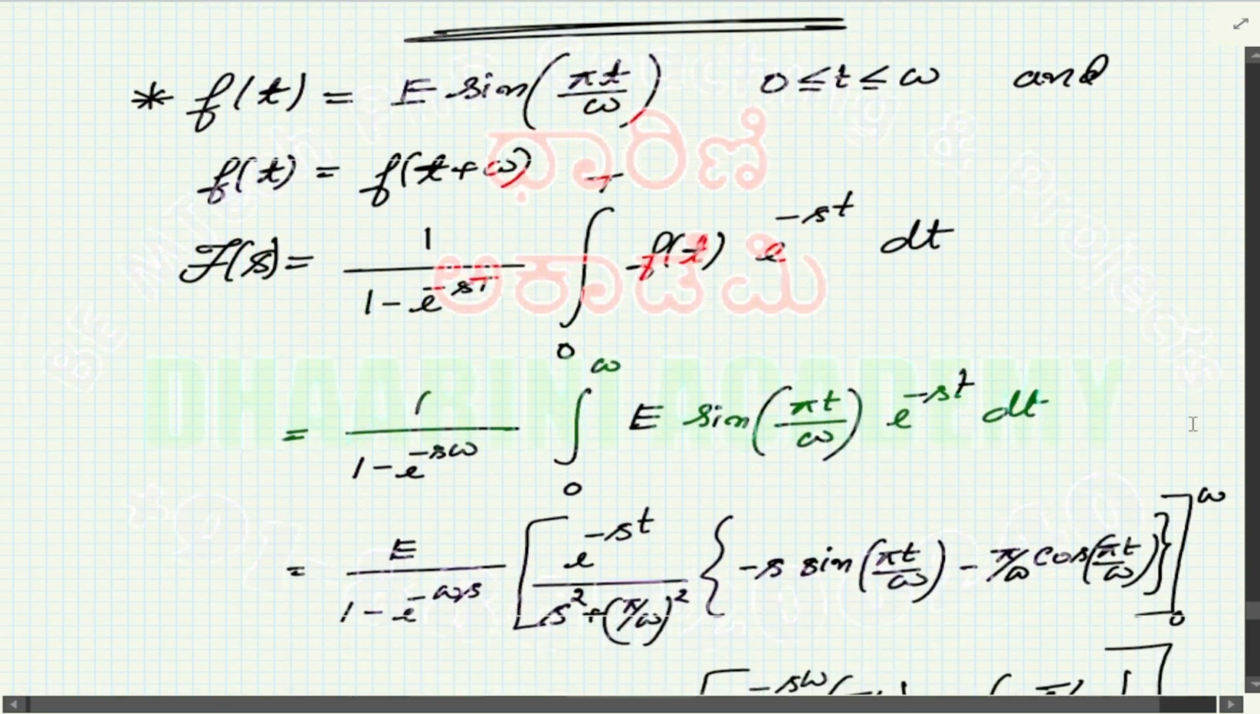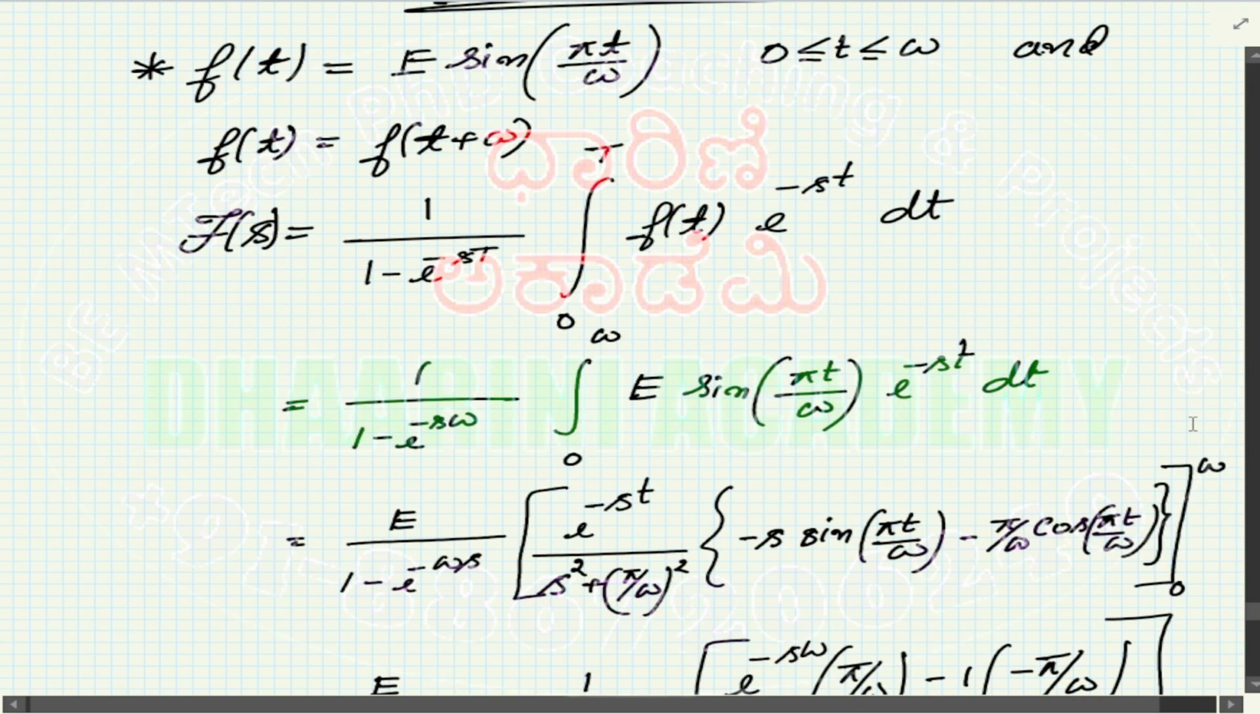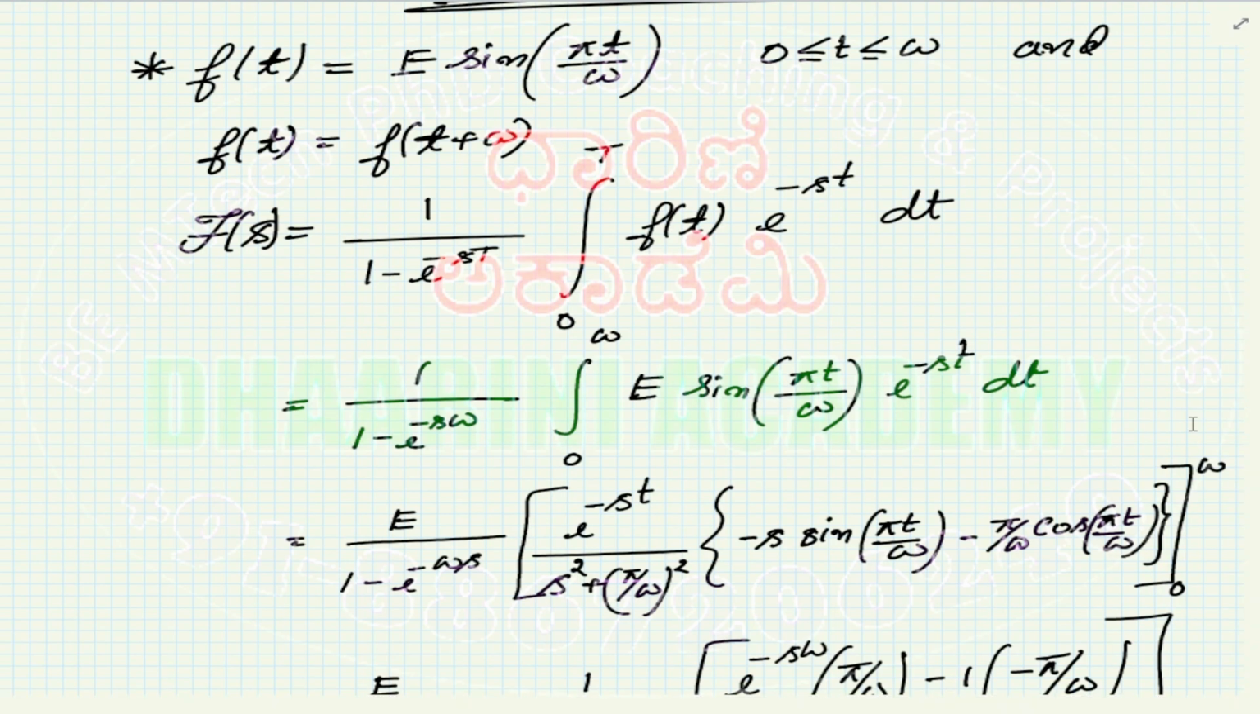The next problem is e sine pi t by omega from 0 to omega, and they mention that f of t is f of t plus omega. So omega is the period. Okay, so same technique. Just verify this problem. The capital T is replaced as omega in the equation.